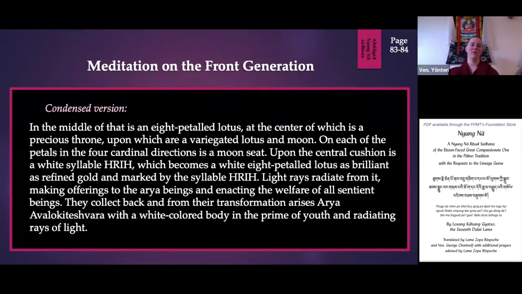On each of the petals of the four directions is a moon seat. Upon the central cushion is a white syllable Hri, which becomes a white eight-petaled lotus as brilliant as refined gold and marked by the syllable Hri. Light rays radiate from it, making offerings to the Arya beings and enacting the welfare of all sentient beings.